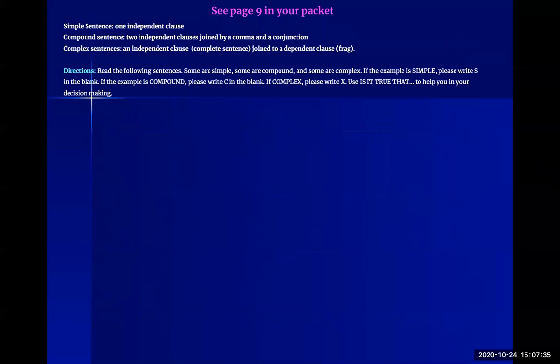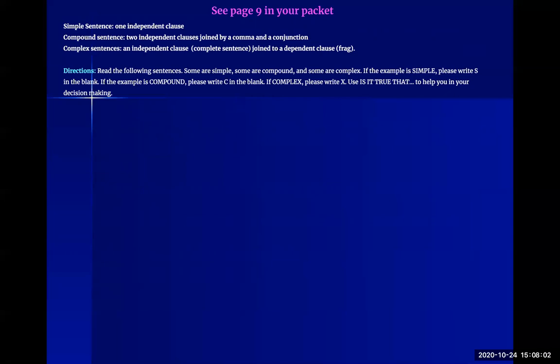On this page, you're going to identify all 3 sentence types. So there's a reminder at the top of your paper. A simple sentence is one independent clause, just one complete sentence with one idea. A compound sentence is 2 independent clauses joined by a comma and a conjunction. And complex sentences are an independent clause, which is a complete sentence, joined with a dependent clause, a fragment.